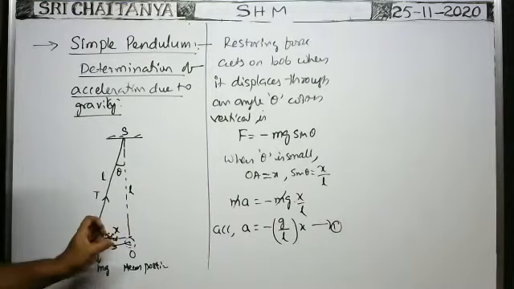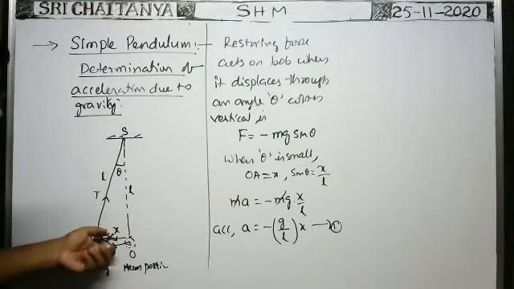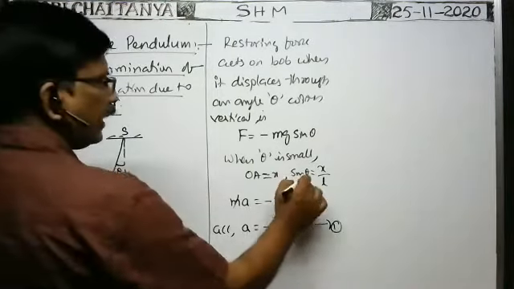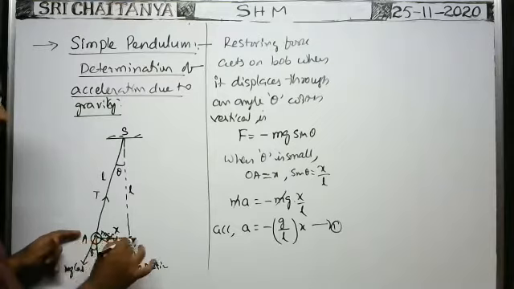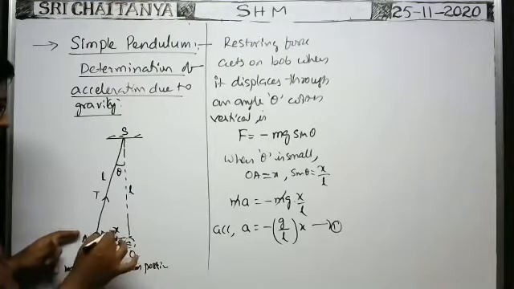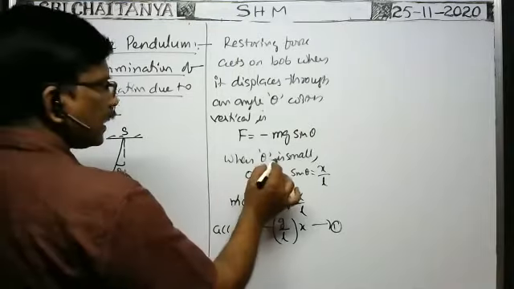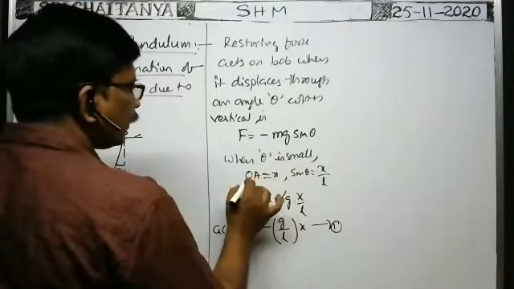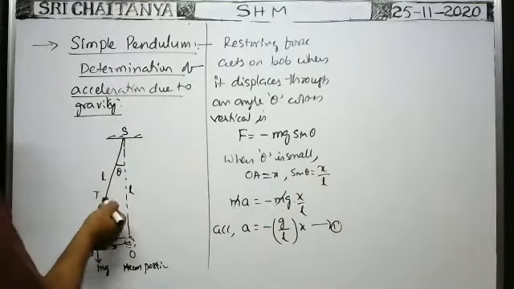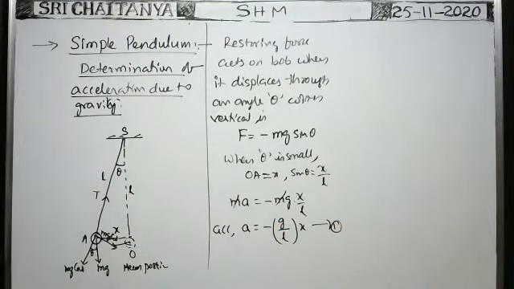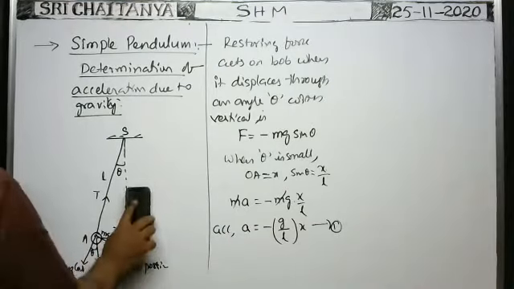So whenever the bob of the pendulum is displaced through a small distance, only then do we get this relation. Otherwise, the length of the arc x is not equal to the opposite side. Whenever theta is very small, only then can we take the length of the arc equal to the opposite side, and the hypotenuse is equal to the length of the pendulum only.